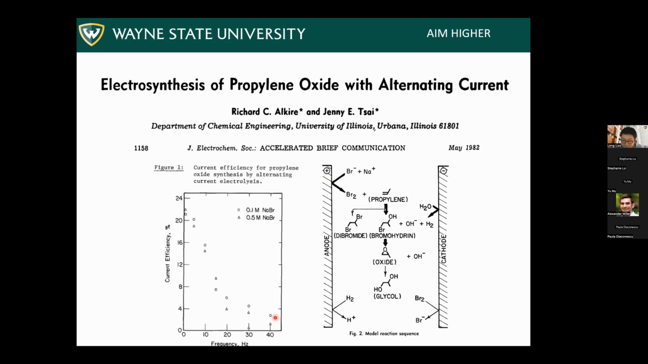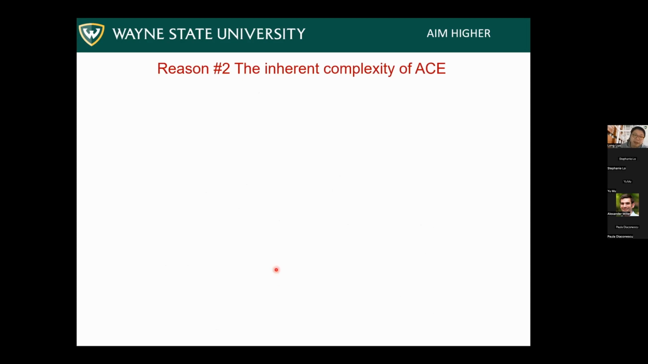So that's why people say, we don't have any new reactivities, and in terms of efficiency, it's even worse than DC. Why do I want to use AC? And then the second reason here is the inherent complexity of AC electrolysis for organic synthesis.